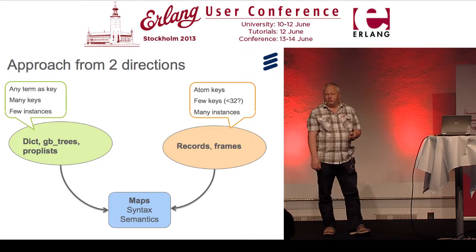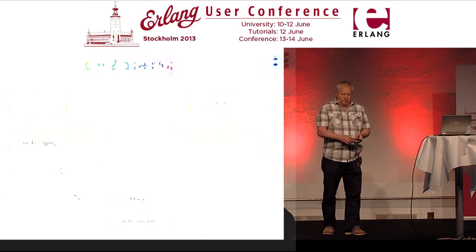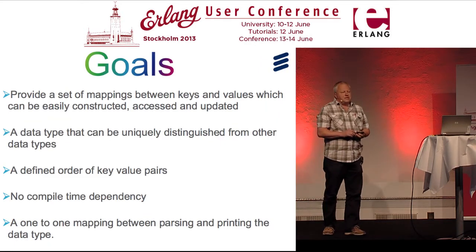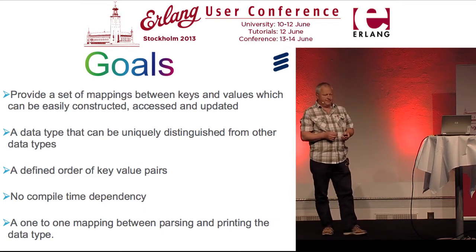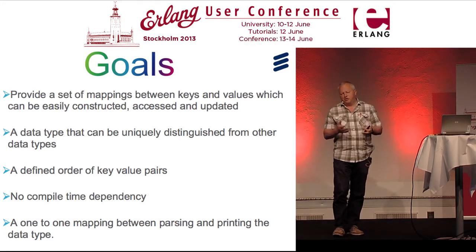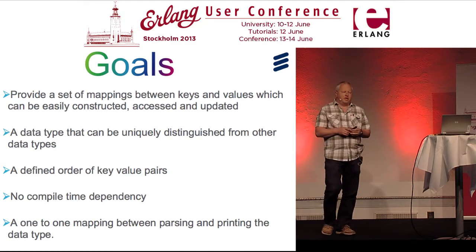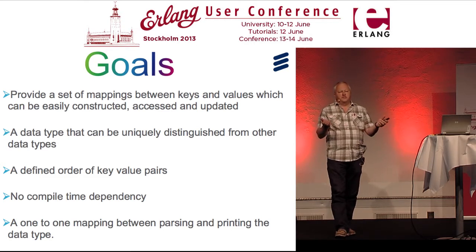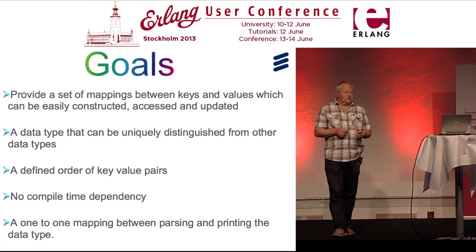So we have certain goals for this. We should provide a set of mappings from key to values. It should be easy to construct, access, and update. It should be a first-class data type like tuples, lists, atoms, so you can have guards testing them. The Erlang VM knows about them. You can do pattern matching on them.